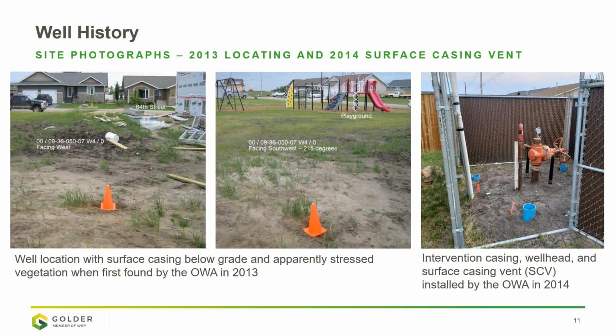Here are some pictures from the site. The ones in the middle and on the left were taken the day that the well was found by the OWA. The well was cut off below grade where the orange cone is. And the picture on the right shows the intervention casing, wellhead, and surface casing vent that the OWA installed when they tried to seal it in 2014.